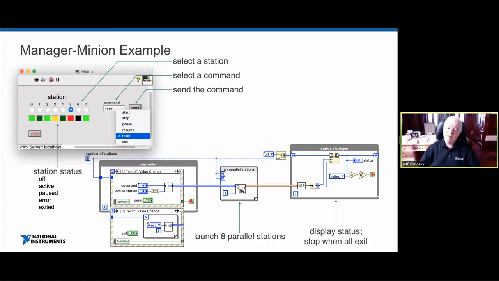The responses from the stations are all merged back into a single messenger channel. But as part of the message coming back is a station index, and that allows the display loop to know which station's reply that was.